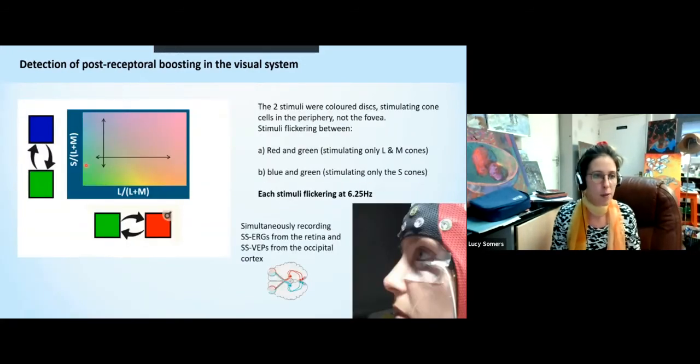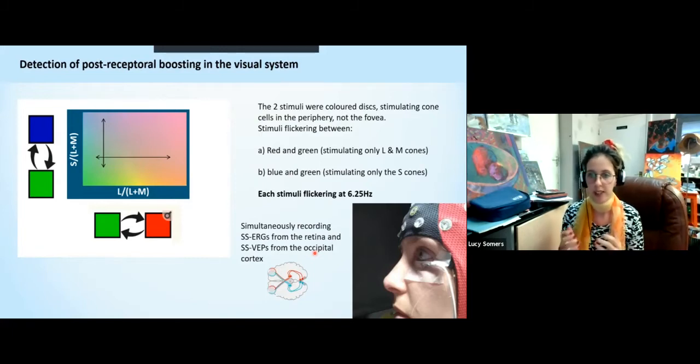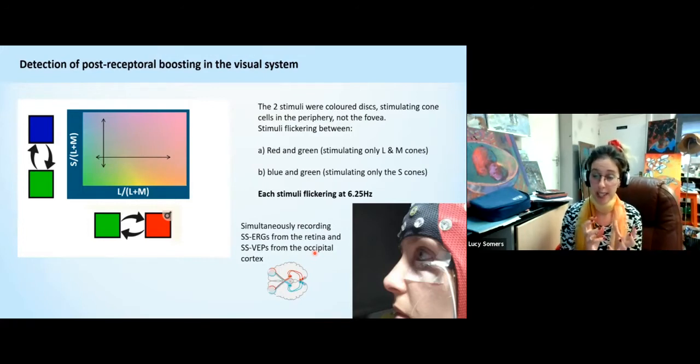So here we have the two stimuli. You can see the blue and green stimulus is isolating the S-cone axis along the Y here, and the red-green flickering is isolating the anomalous red-green discrimination. Now we flickered our stimuli at 6.25 hertz. So in our data, we're going to be looking for peaks exactly at 6.25 hertz. And we recorded simultaneously from the retina and the cortex.